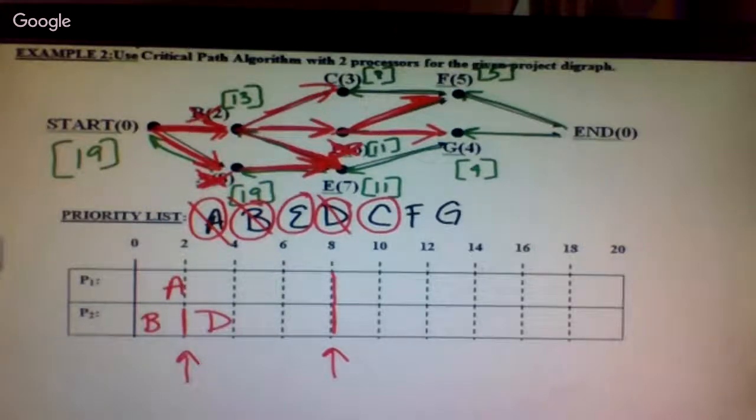I have both processors open, so again, I can schedule both tasks. E is 7, so that takes me to 15. And C is 3, which takes me to 11. C is my next one that finishes at 11 minutes. C leads into F. Is F ready now? Yes. So we circle it. It's the only one ready, so we go ahead and schedule it. F takes 5 minutes, which takes me to 16.